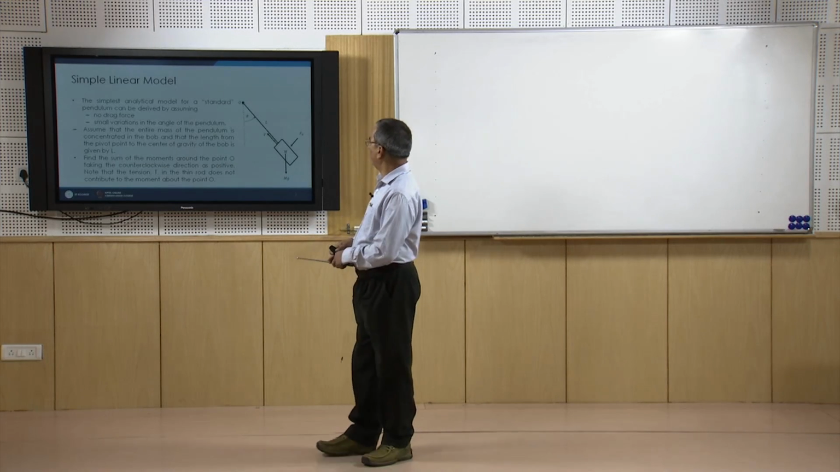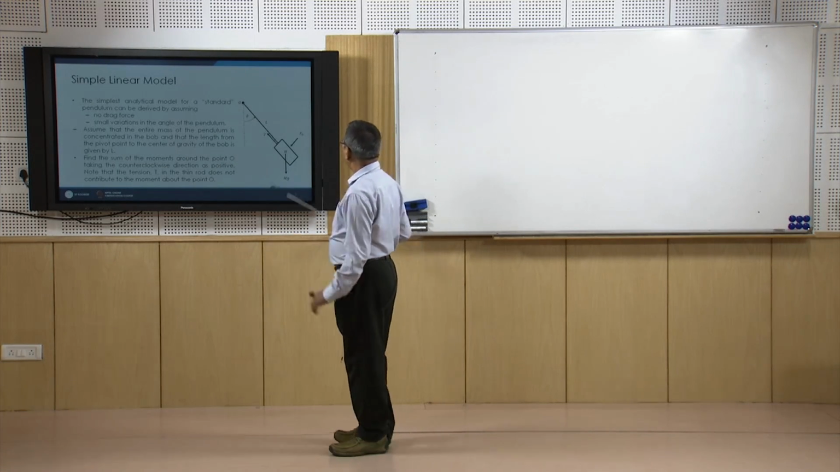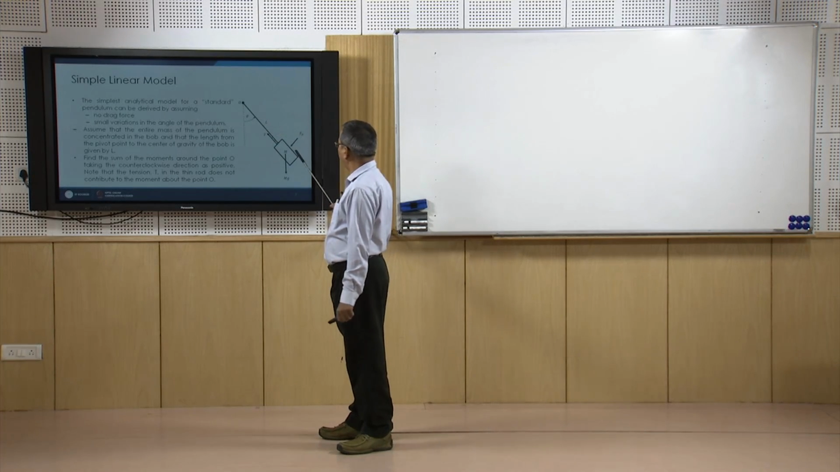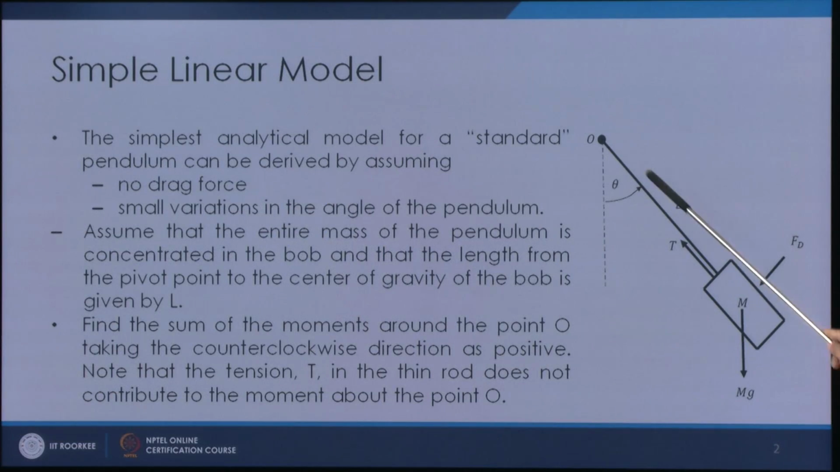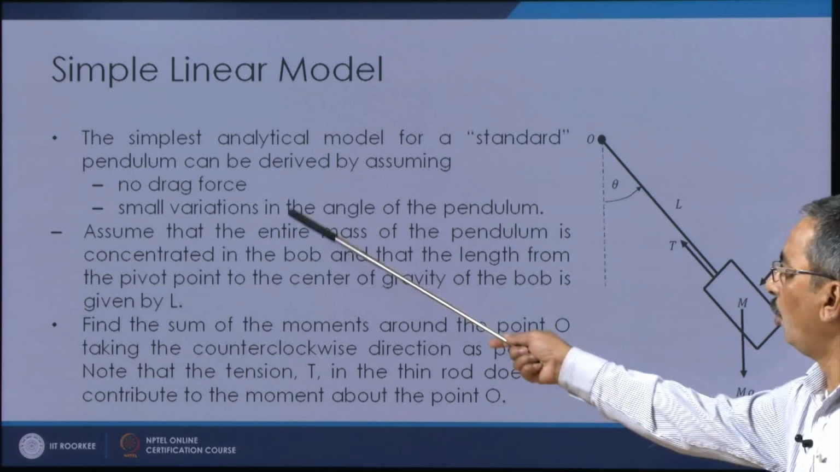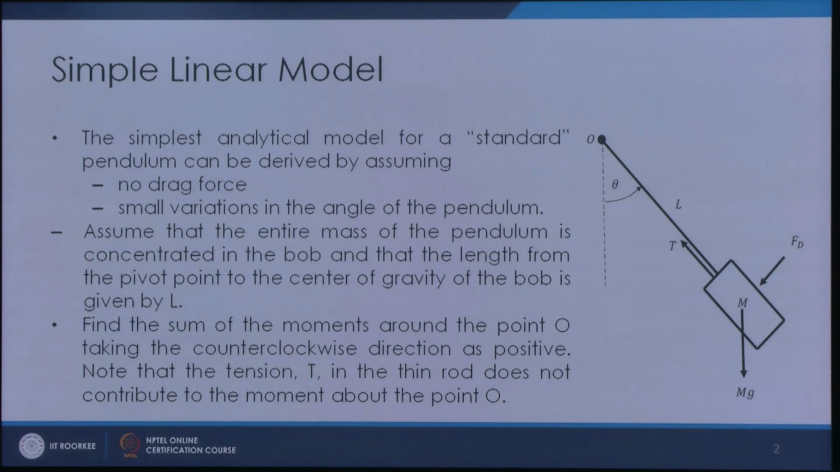So, here you can see this figure illustrates the simple pendulum, where m is the mass of the bob, and there is a string here of length L from the centroid of this mass, and of course certain drag forces are assumed, and this is my axis through which I measure this angle. Now, the simple analytical model for a standard pendulum can be derived by assuming no drag force and a small variation in the angle of the pendulum.